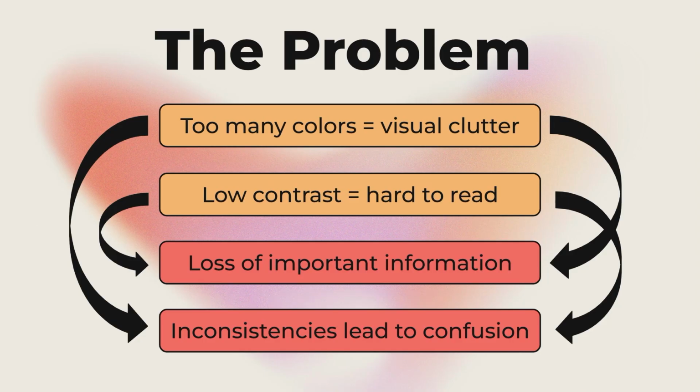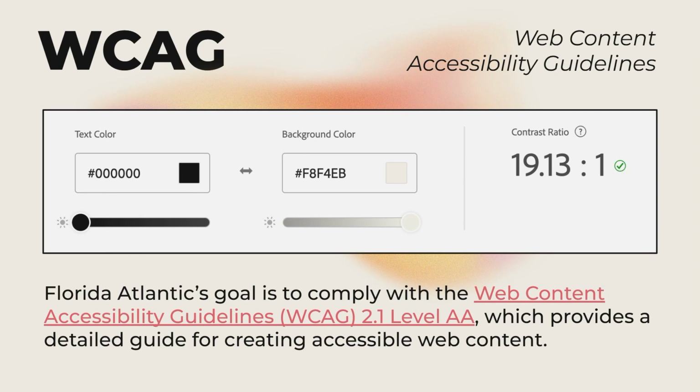So, like I said, what are some ways that we can improve it? Well, first, let's talk about contrast. There are guidelines called Web Content Accessibility Guidelines that help you check the contrast ratio between your text color and your background color. And Florida Atlantic adheres to the 2.1 level AA guidelines to make sure that all the visuals in the course are accessible.